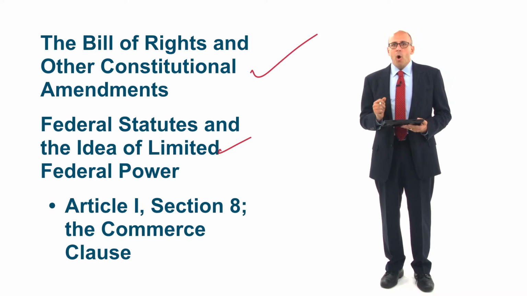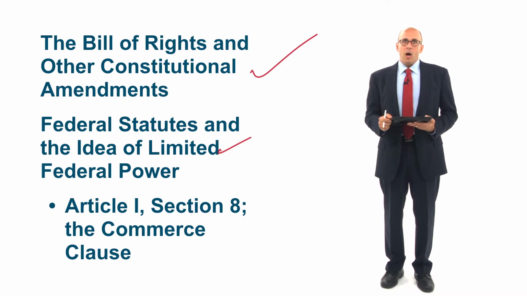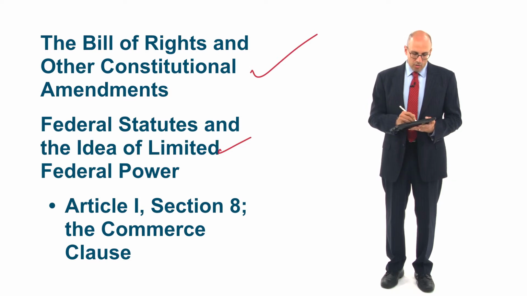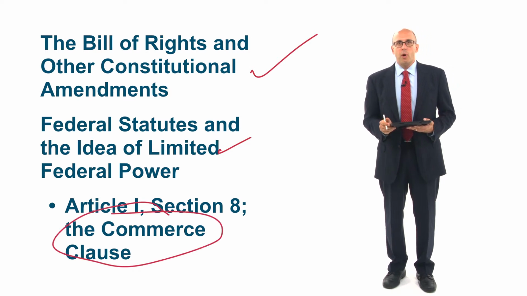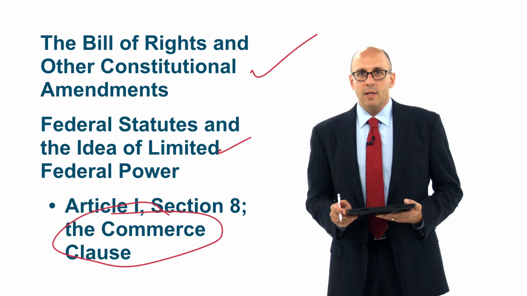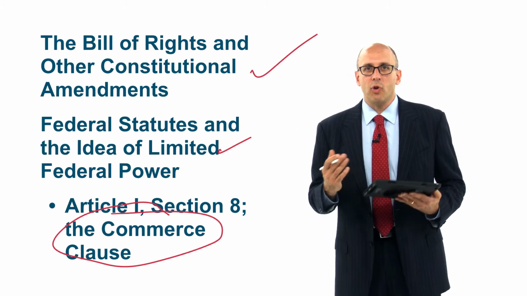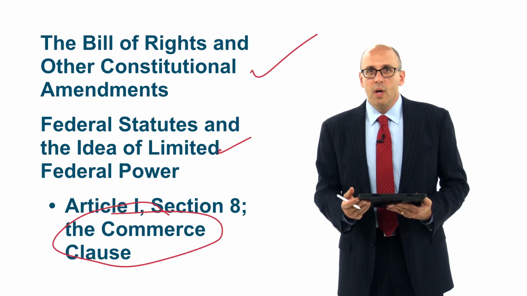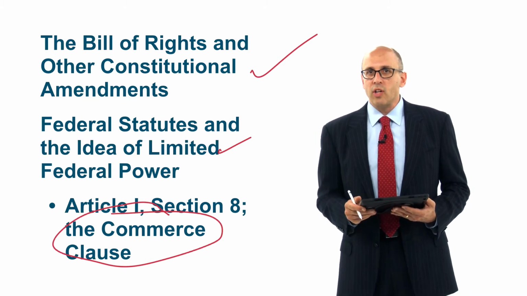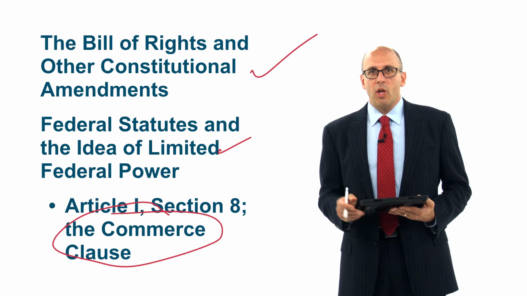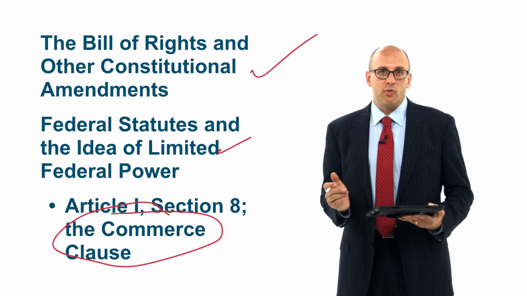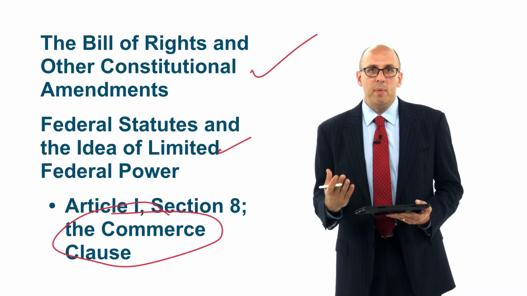Now, one of the most important areas of congressional power is the Commerce Clause, which is part of Article 1, Section 8. And that gives Congress the power to regulate what's called interstate commerce. That's what Article 1, Section 8 says in the Commerce Clause. Congress has the power to regulate interstate commerce, and you can see why that would be.